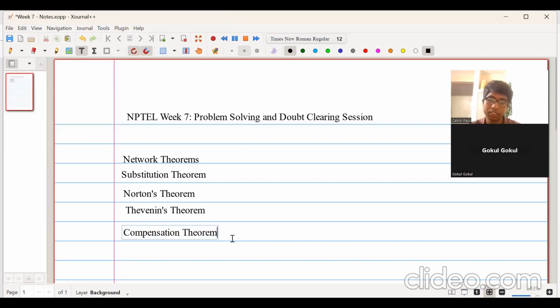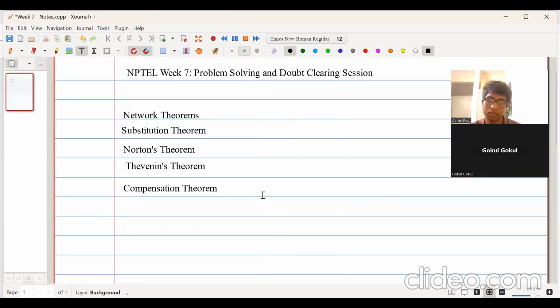So basically, compensation theorem is for whenever there is a change in the value of a particular element. It helps us to form a simplified circuit, which will help us to determine what would be the change, like what would be the change in the current, what would be the change in the voltage when there's a change in the resistance, like the resistance increases or decreases. So that's why compensation theorem is useful.